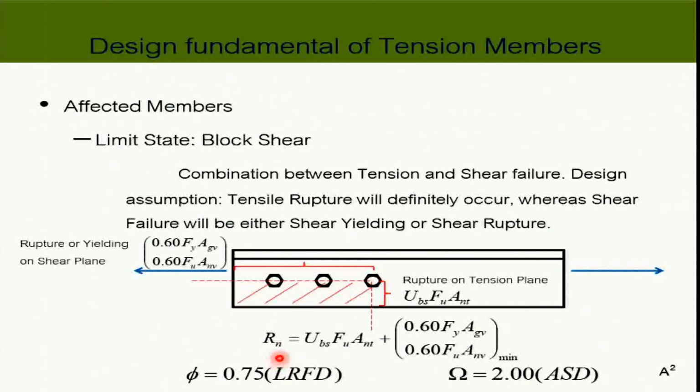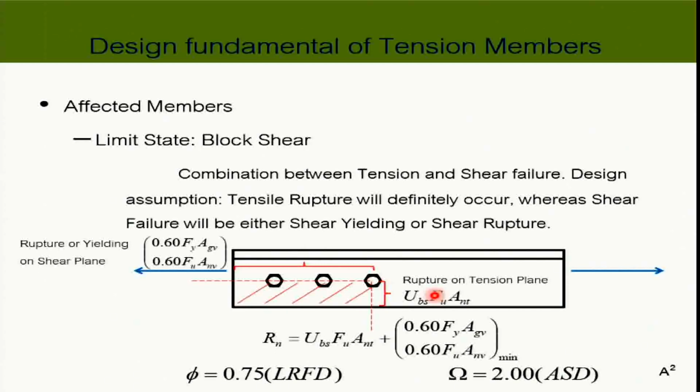Okay, and please keep in mind again that this is the nominal strength. That means when you use it for design or whatever purposes compare with the load, if it is LRFD, you need to multiply this by 0.75, and if it is ASD, you need to divide the number by 2. Why 0.75 and why 2? Because see, this is the rupture failure.